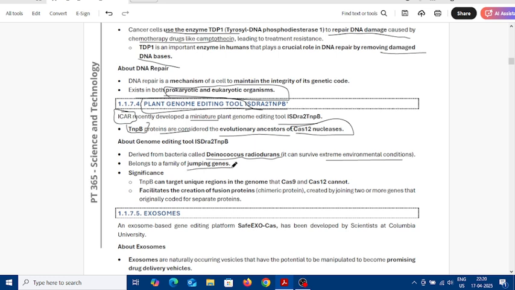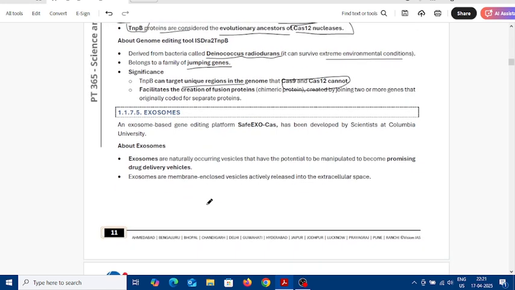That DNA segment also belongs to a family of jumping genes. Significance क्या होगा TNPB का, कि टारगेट यूनिक रीजन इन द जीनोम जो Cas9 और Cas12 नहीं कर पाएंगे, वो TNPB प्रोटीन कर लेगा. बाकी not needed.